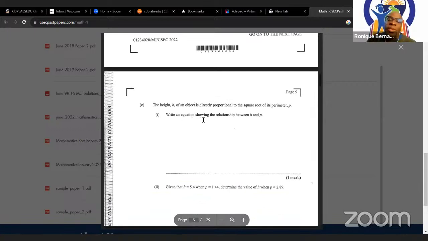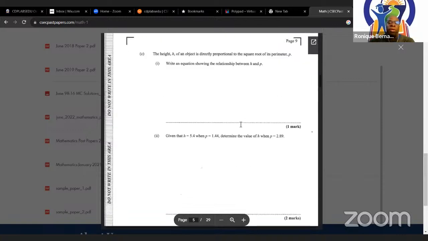This says write an equation, right, showing the ratio between two different variables, H and P. You look through the algebra again and find out how you write the equation. Good. Now move further.